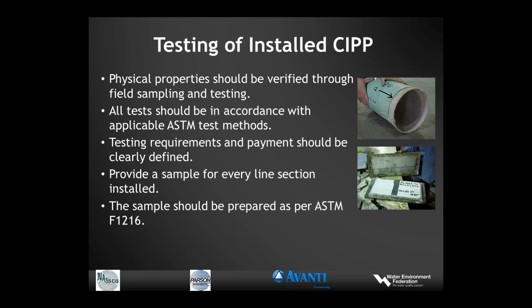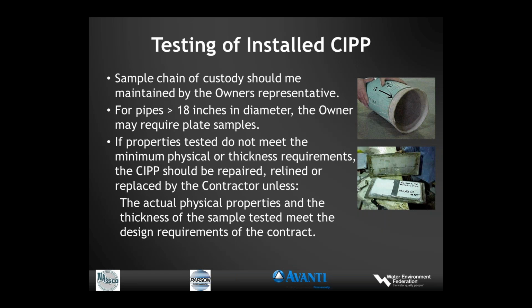Greater than 18-inch, it gets very difficult and dangerous to try to collect manhole samples, for example, in a 36 or a 48-inch pipe. So felt of the same configuration that's in the tube is wet out and placed between two metal plates, and it's cured along with the cured-in-place pipe. And that particular sample is then used for testing. A chain of custody should be maintained by the owner's representative.